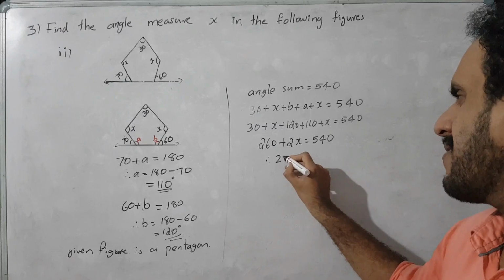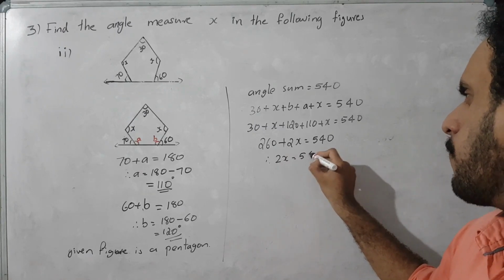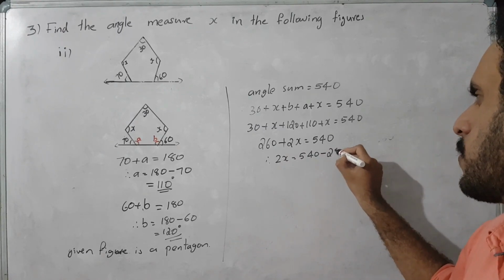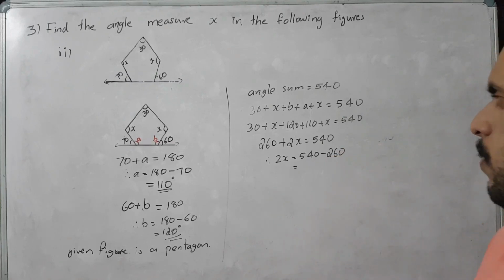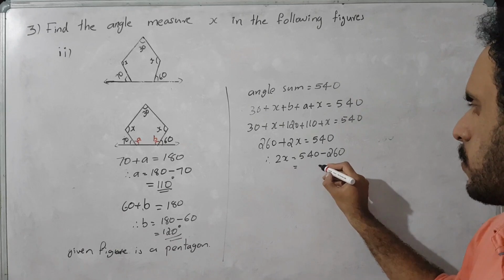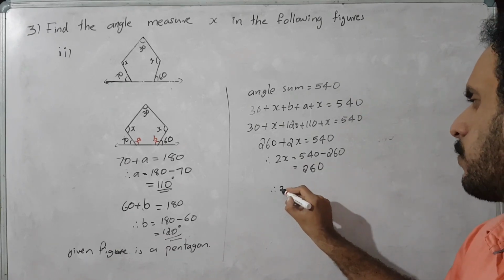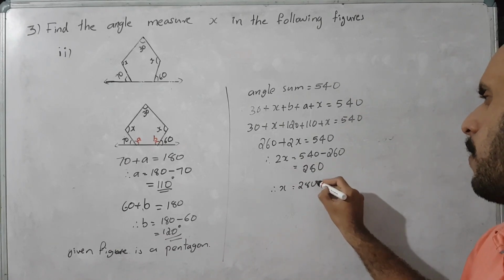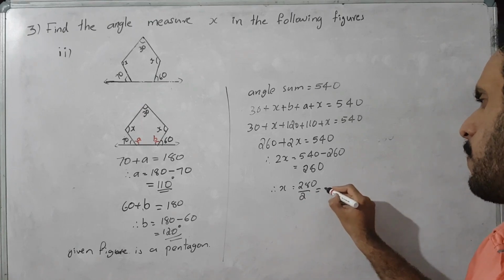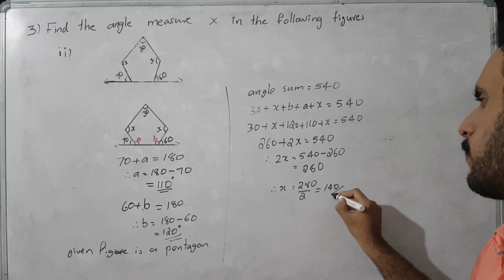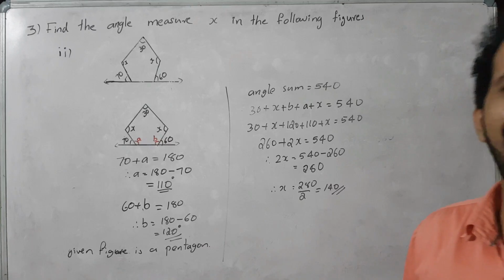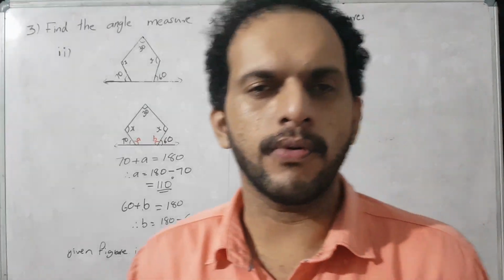Therefore, 2x is equal to 540 minus 260. What is 540 minus 260? Therefore, x is equal to 280 by 2, which is equal to 140. So the value of x is equal to 140.